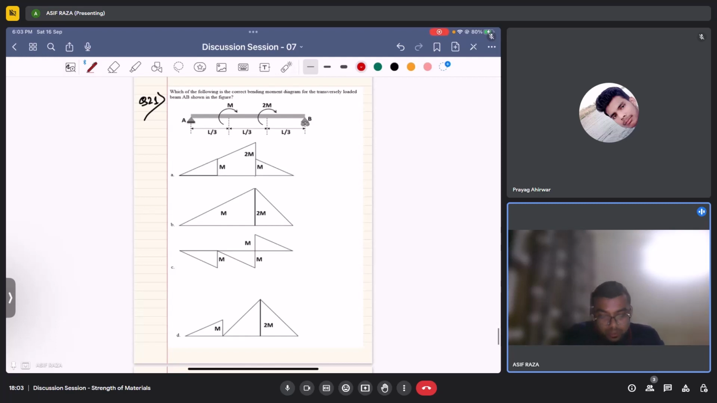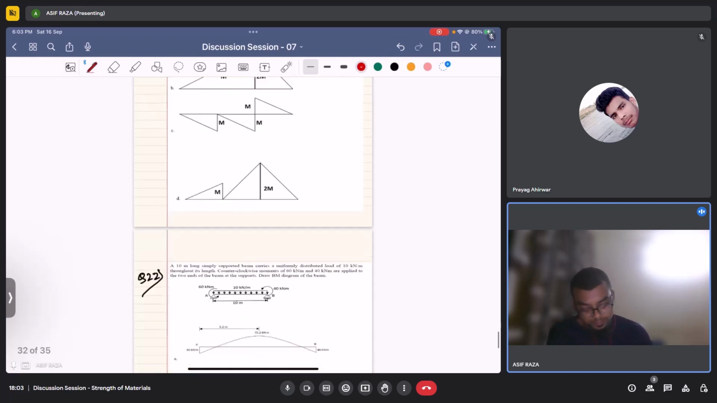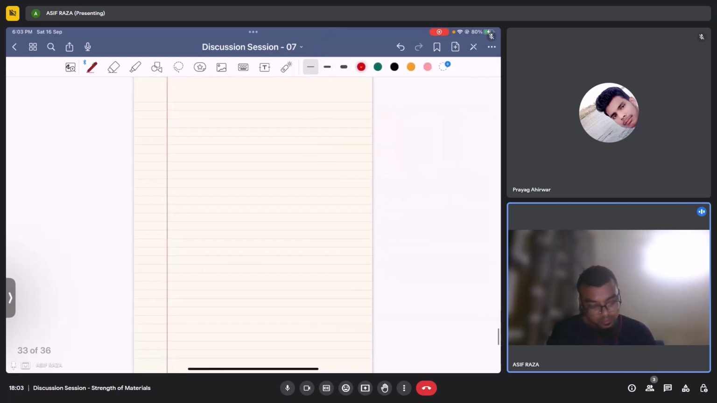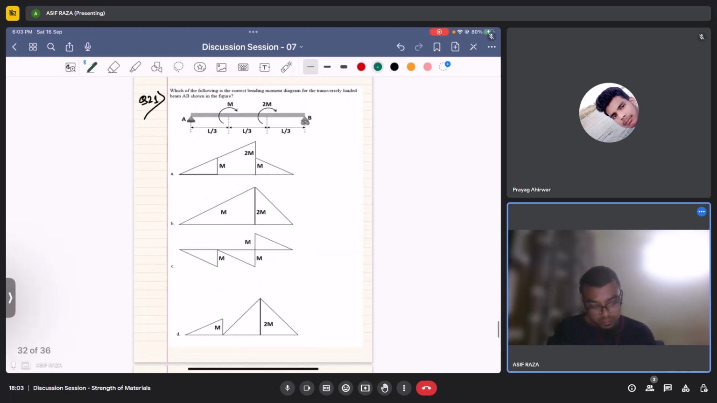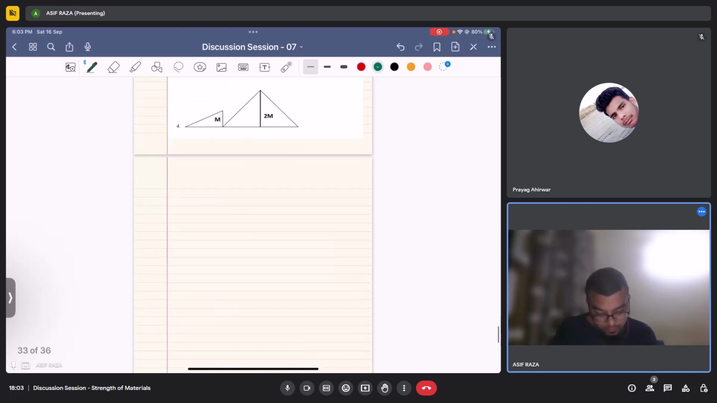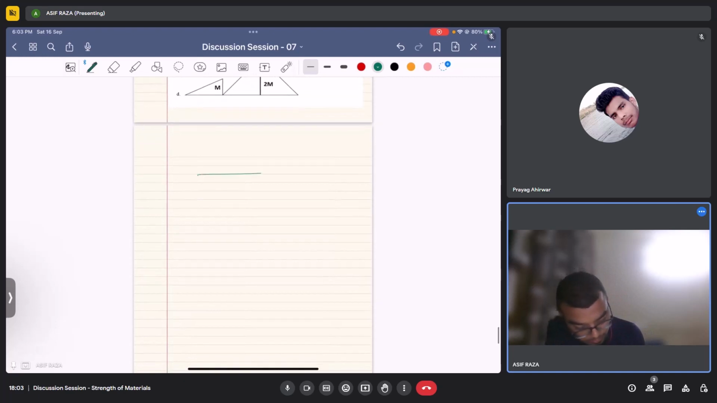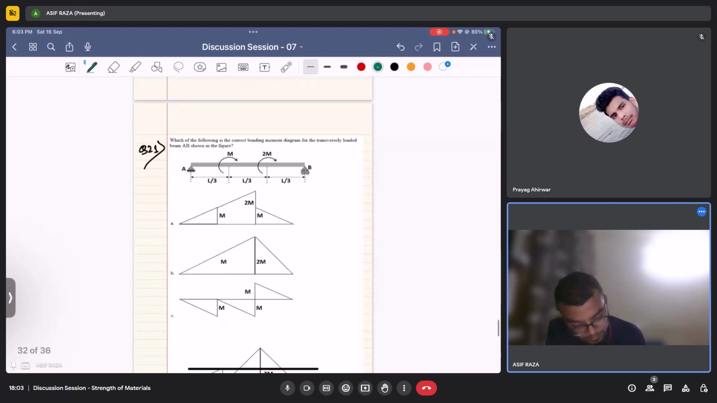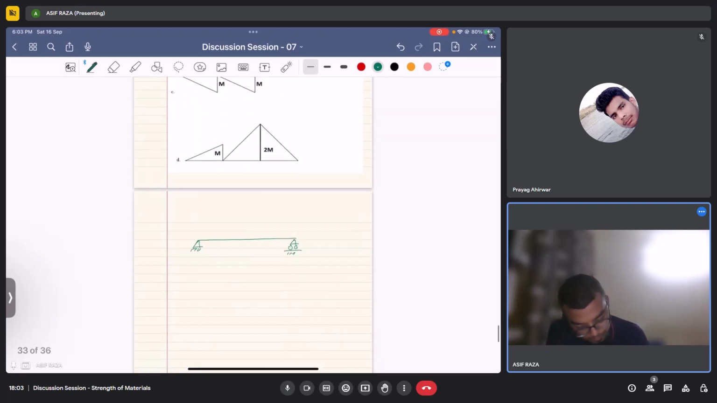So this question: which of the following is the correct bending moment diagram for the transversely loaded beam AB shown in the figure? First things first, let's draw the structure itself. We are given a simply supported beam with moments M and 2M, with spans L by 3, L by 3, L by 3.